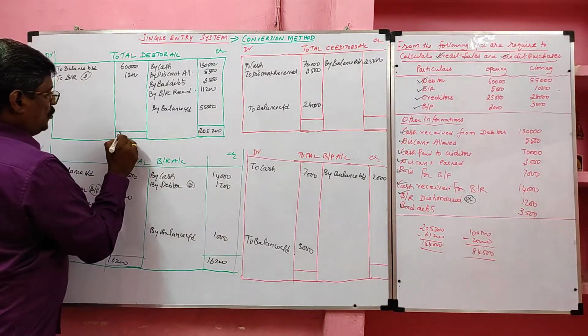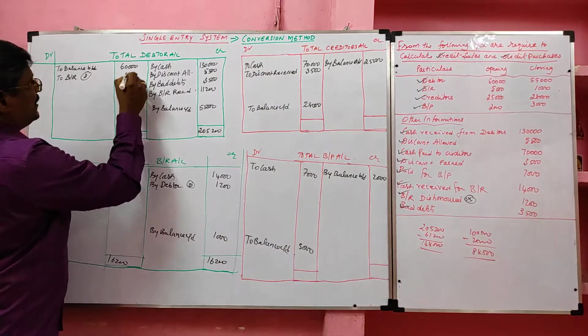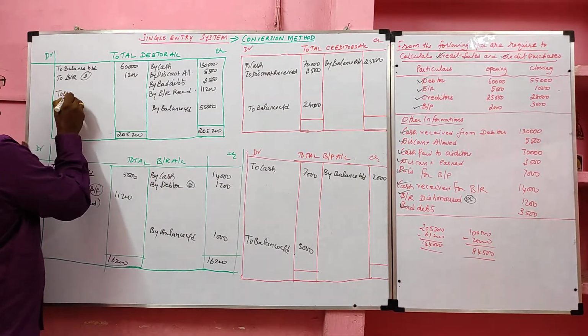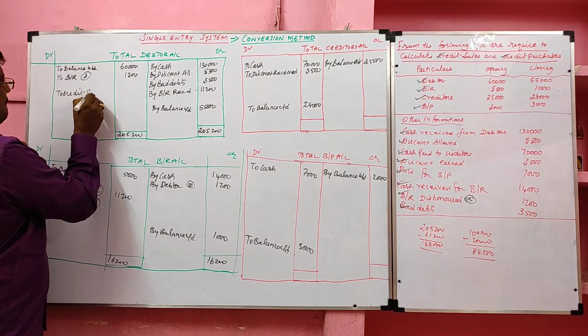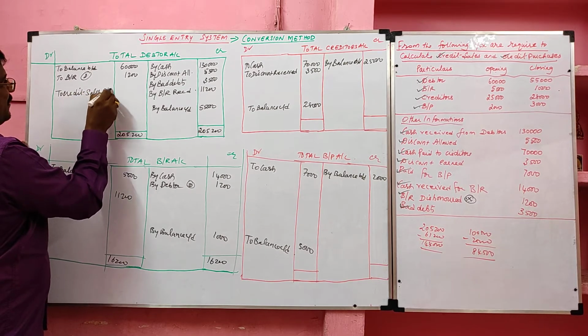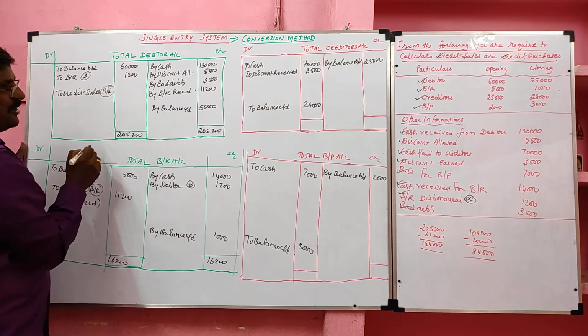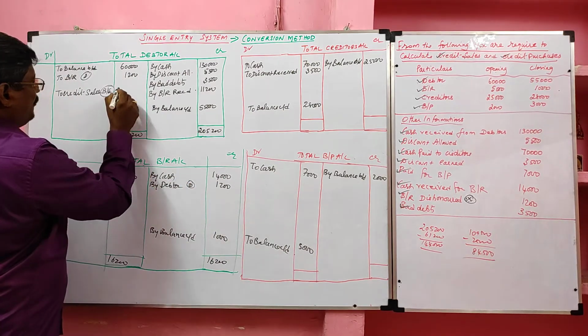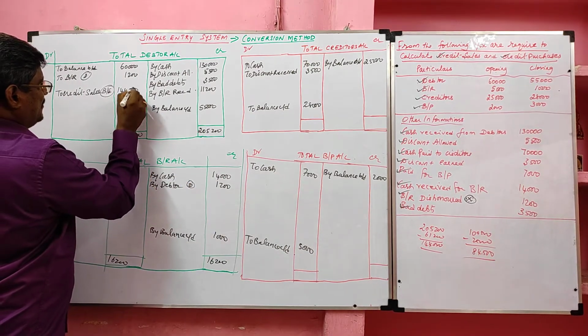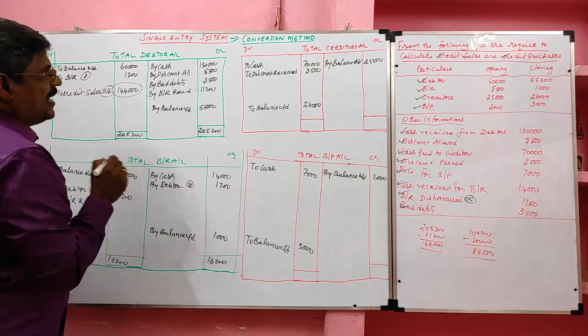The total of this is 2,05,200. Deduct this, you will get credit sales. Deduct the debit value, how much? 61,200. You will get 1,44,000. This is the answer for credit sales.